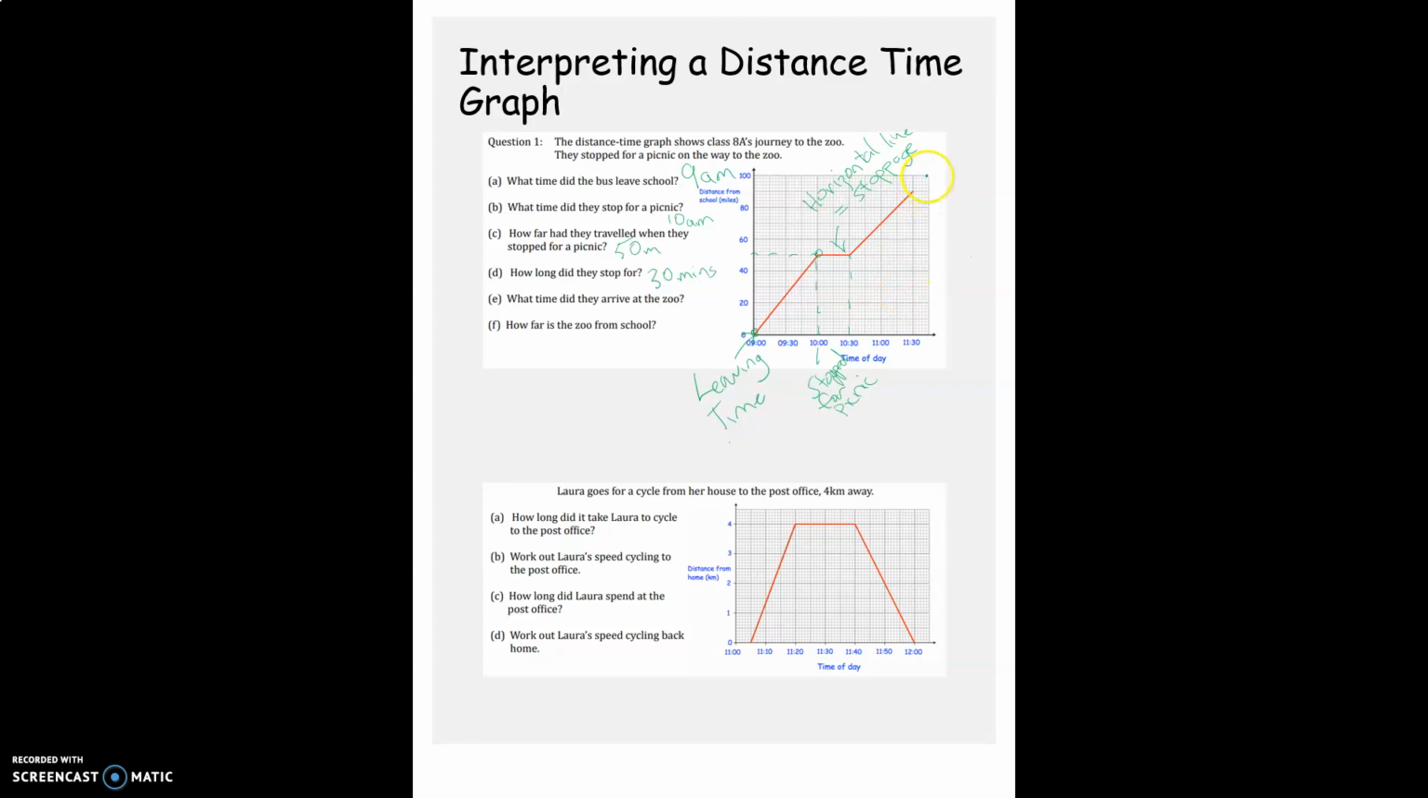What time did they arrive at the zoo? So we look at our endpoint. We track down to the x-axis, and we see they arrive at 11:30.